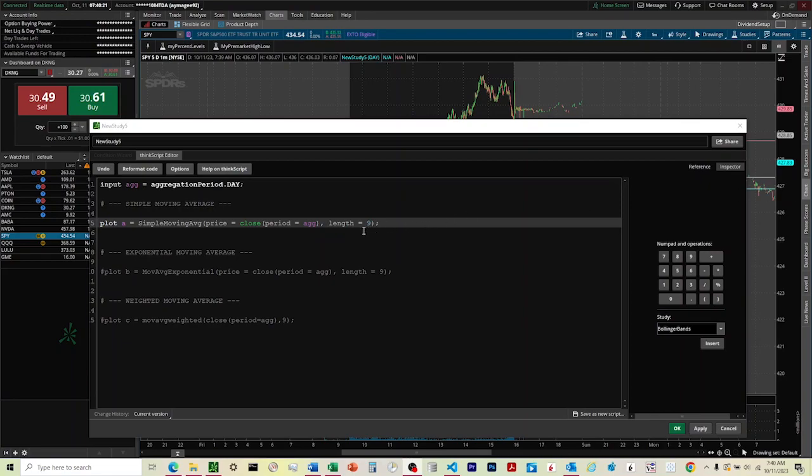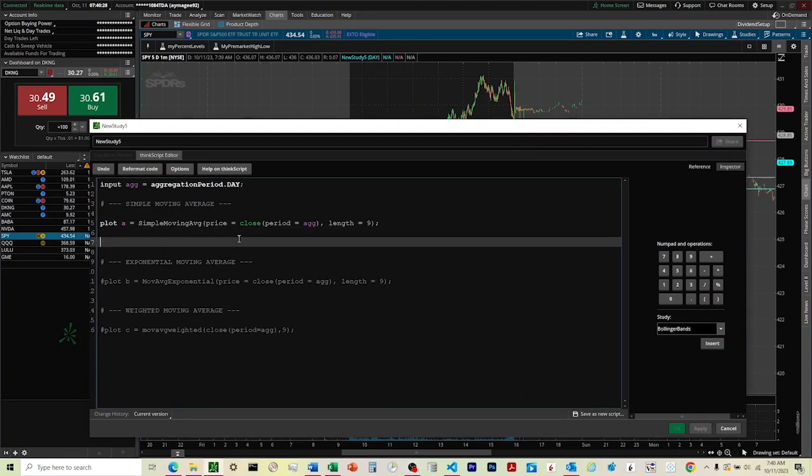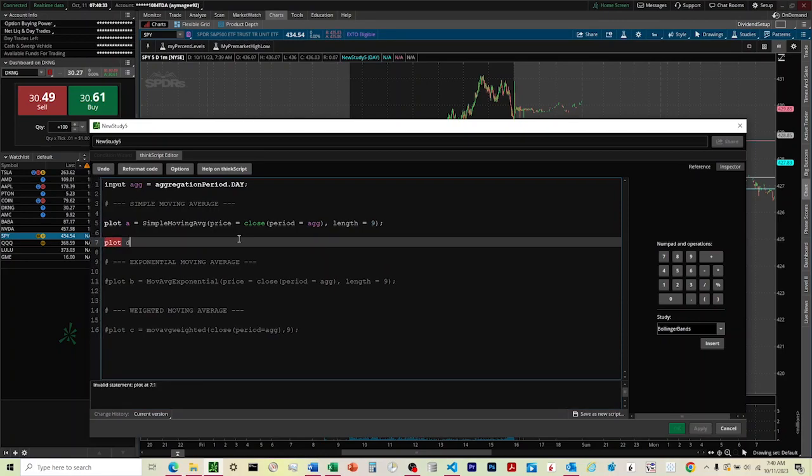All right, so I've got these set up: simple, exponential, and weighted. Let's talk about another way that we can write these outside of the functions. So for the simple moving average, we could say average close 9. And remember, if we want to always be daily, even on the intraday charts, we would do period equals AGG on the close, and that with a semicolon.